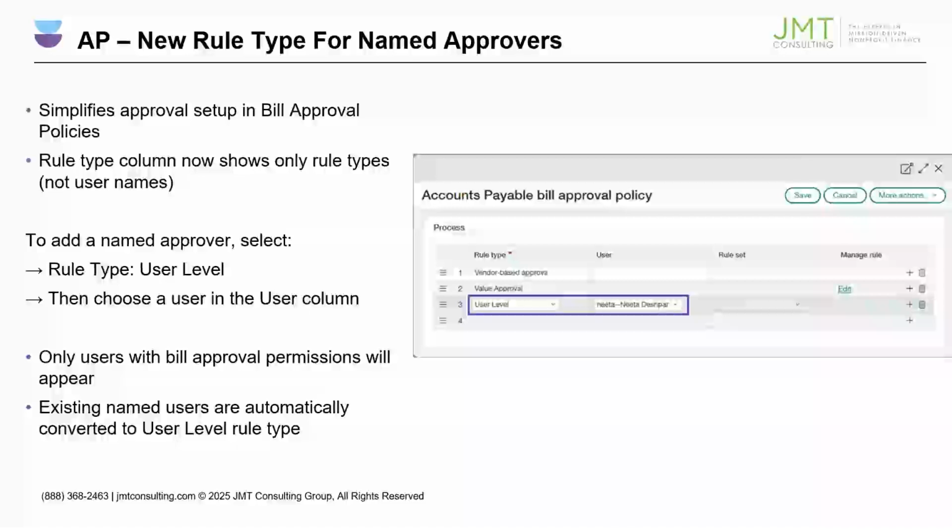But here, as you can see by the screenshot, on row 3, you pick user level and then you pick the person's name to approve, and only those users with bill approval security rights will appear. Okay. And so if you already had named users as part of your bill approval, Intacct automatically converted those to user level rule type and moved the name over to the right.